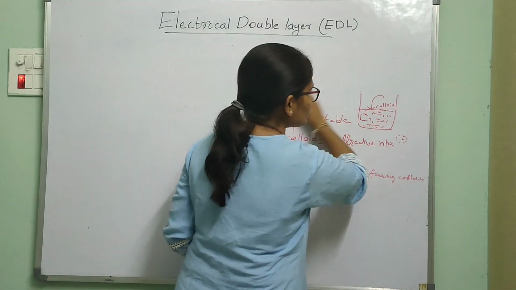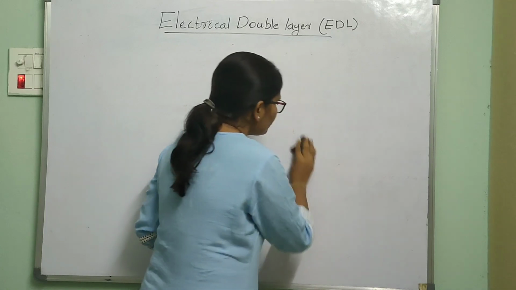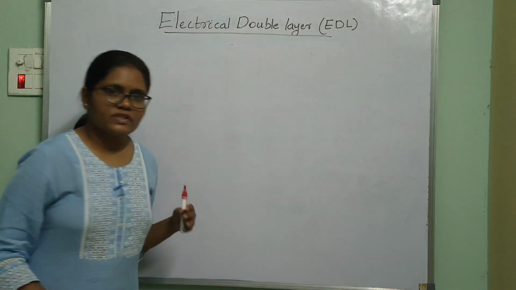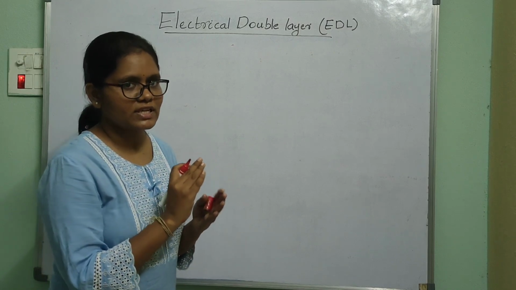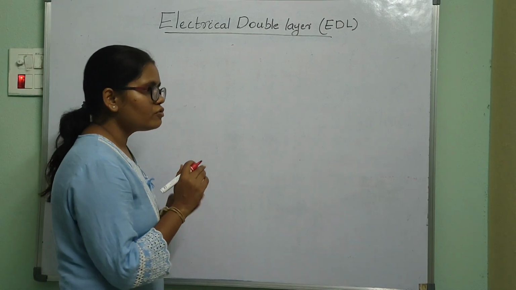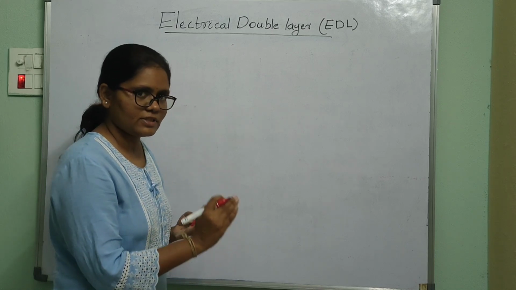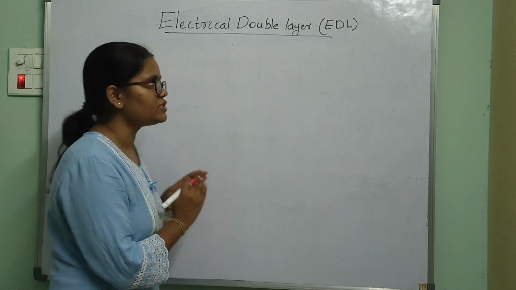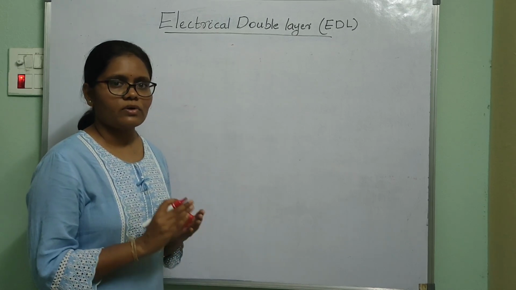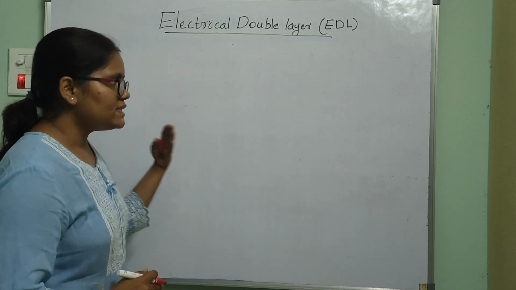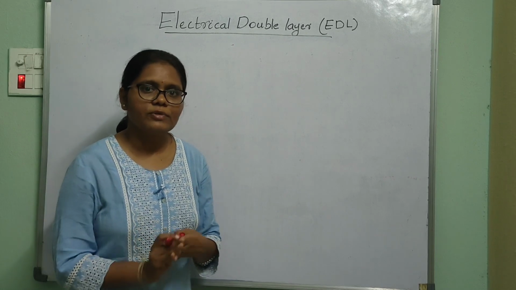So I hope you have understood what lyophobic and lyophilic colloids are. Lyophilic colloids are those colloids which have attractive interactions between the dispersed phase and the dispersion medium, and lyophobic colloids are those which do not have attractive interactions between the dispersed phase and the dispersion medium. Therefore, lyophilic colloids are stable and lyophobic colloids are not stable. It is easy to prepare lyophilic colloids, but it is not easy to prepare lyophobic colloids.